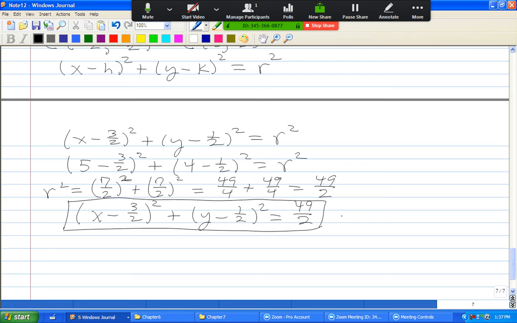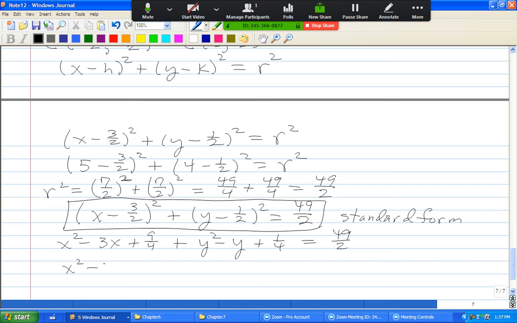So this is in standard form. The general form, well, you multiply it all out, and you get it looking like a quadratic like I wrote at the beginning. So let's multiply this out. So I get x squared minus 3x plus 9/4 plus y squared minus y plus 1/4 equals 49 halves.